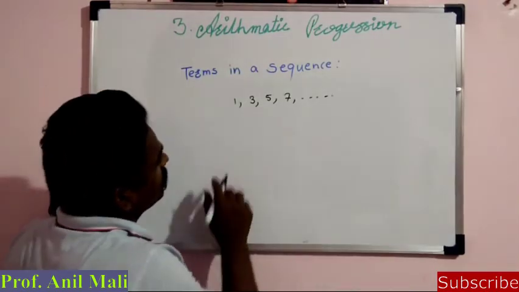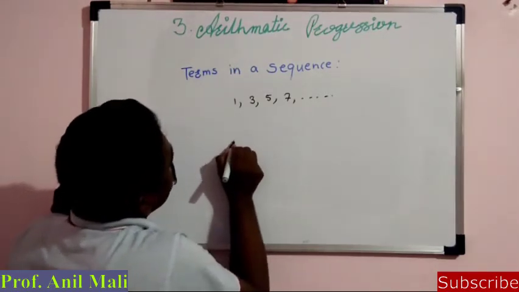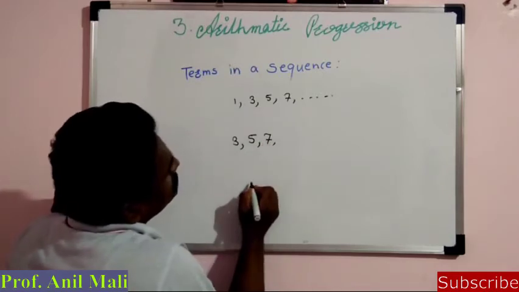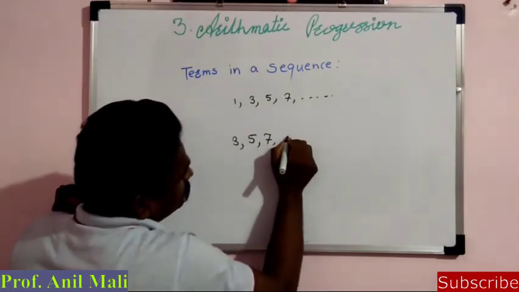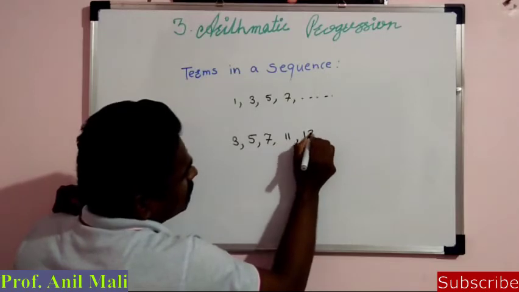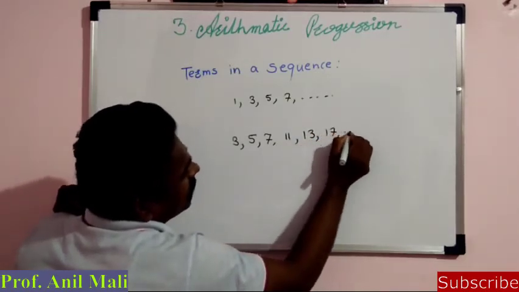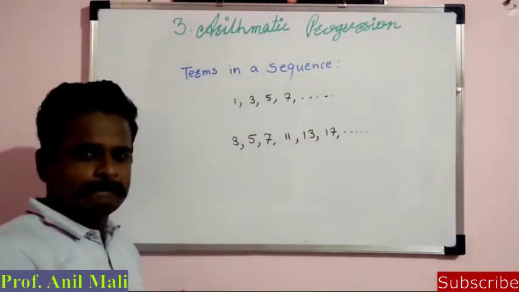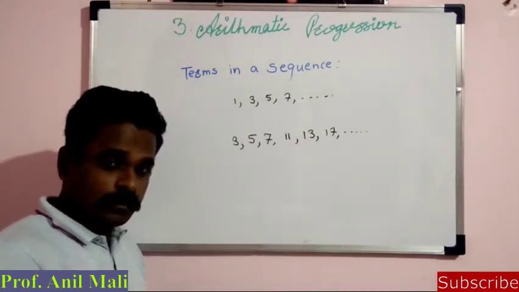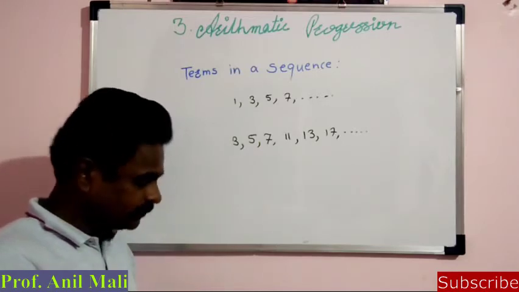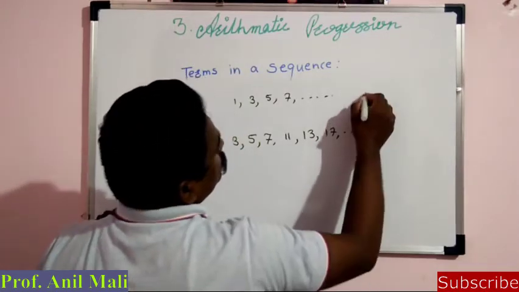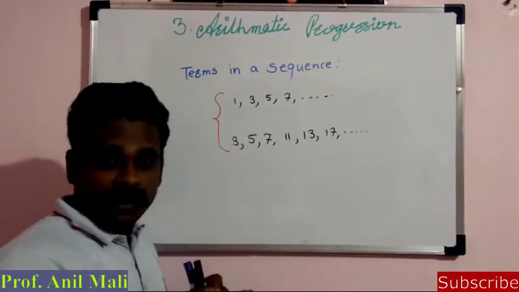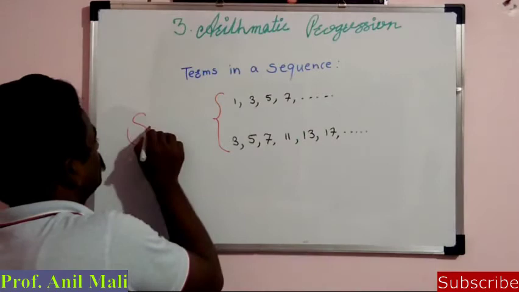Now see the next one. This is 3, 5, 7, then 11, 13, 17 and so on. Now see what I am going to tell you. Both of these collections of numbers are sequences.